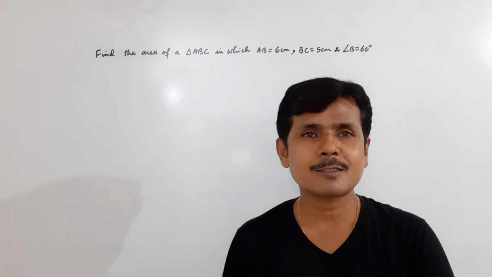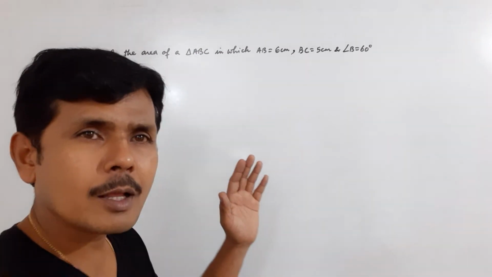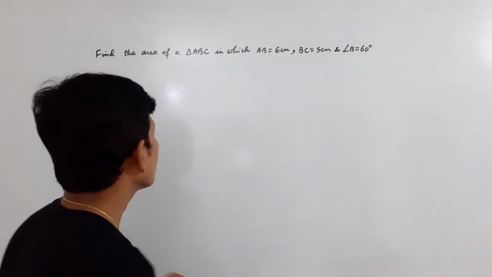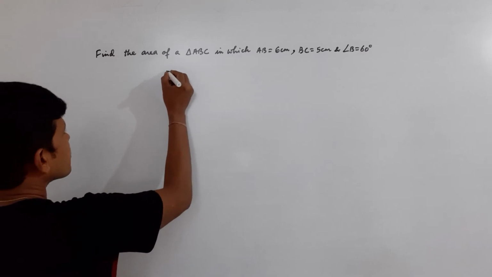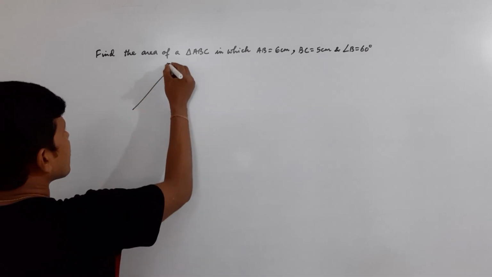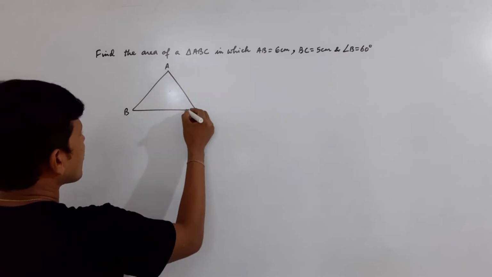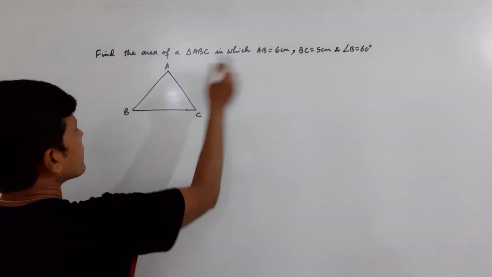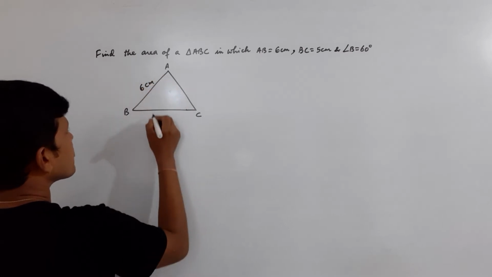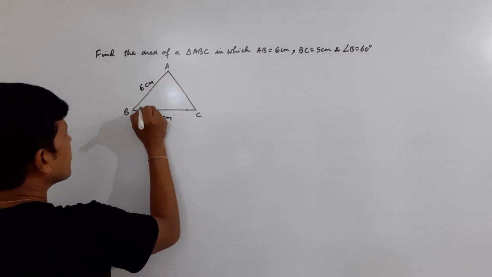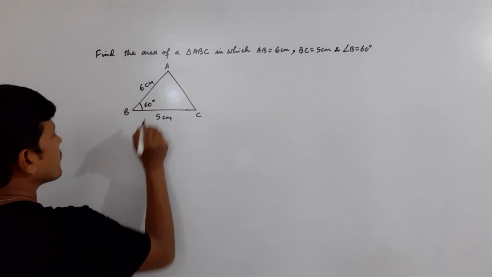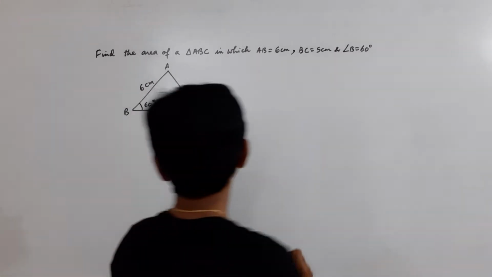Okay, let us solve it. Now, first of all, I will draw the diagram. I am drawing it over here. You can see it is A, B, C. I have drawn a triangle. I am just writing its dimension over here. This is 6 centimeter. This is equal to 5 centimeter, and this is 60 degree.